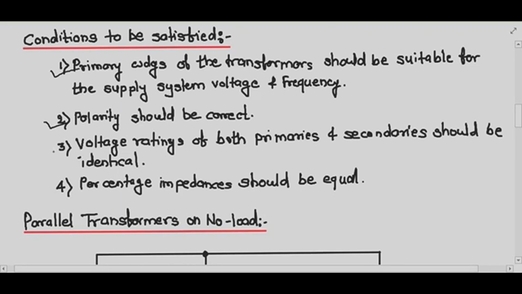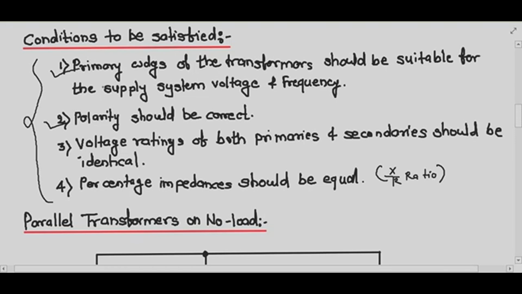The third condition is that the voltage ratings of both primaries and secondaries should be identical, or in other words the transformers should have the same turns ratio or transformation ratio. This will avoid no load circulating current across the load bus bar. The fourth condition is that the percentage impedance should be equal in magnitude and they should have the same X by R ratio in order to avoid circulating currents and operation at different power factors. With transformers having different kVA ratings, the equivalent impedances should be inversely proportional to their individual kVA ratings. So these are the four conditions which are to be satisfied for successful parallel operation of the transformers.